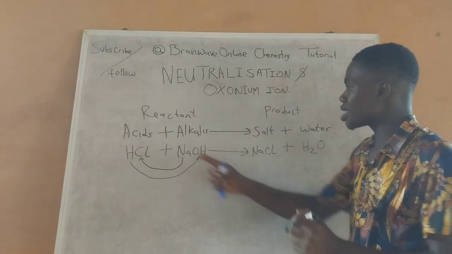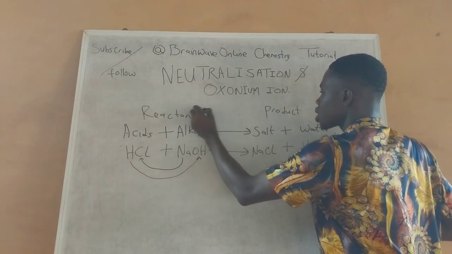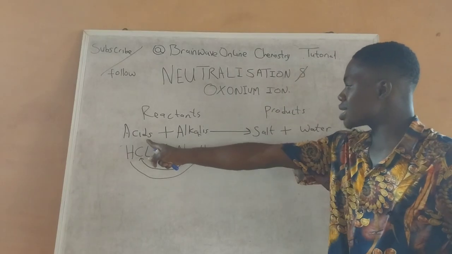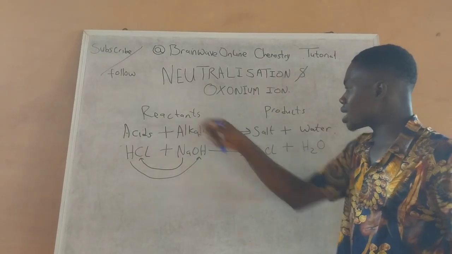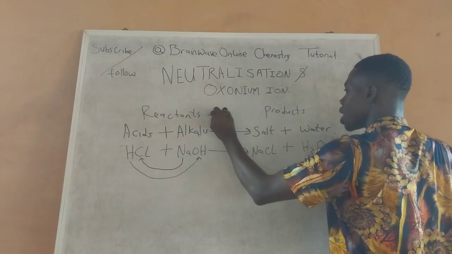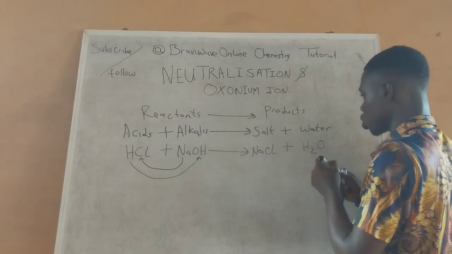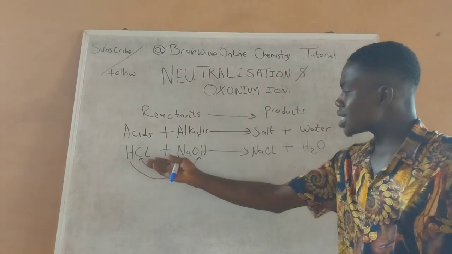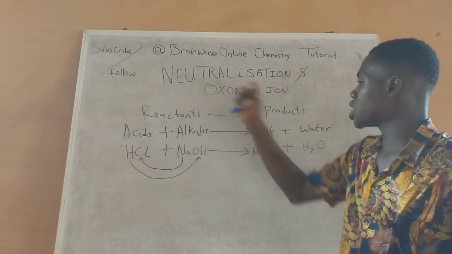So your reactants react together to form what? Your product. So the acid and the alkali happen to be the reactants, while the salt and the water happen to be what? Our products. So this is what a neutralization reaction is talking about. Now let's take another example under neutralization reaction.